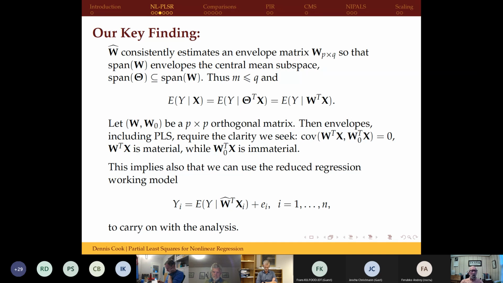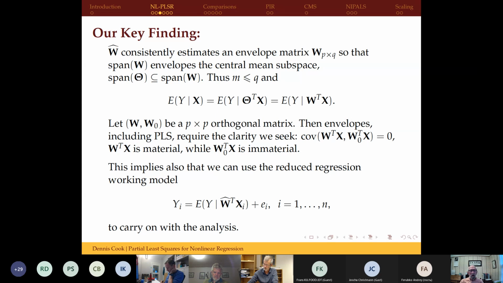Then, envelope methodology, including partial least squares methods, require the clarity that we seek. And we manifest that clarity by requiring that the covariance between W hat transpose X, the material part of X, and W0 transpose X, the immaterial part of X, is 0. So we don't want there to be any correlation between the part of X that we keep and the part of X that we discard. That's what makes partial least squares work. That's what sets envelopes apart from other dimension reduction methodology.